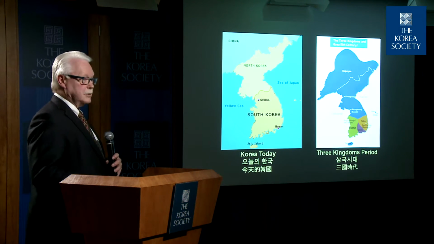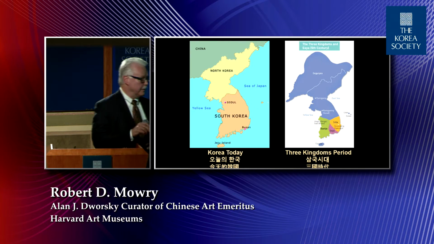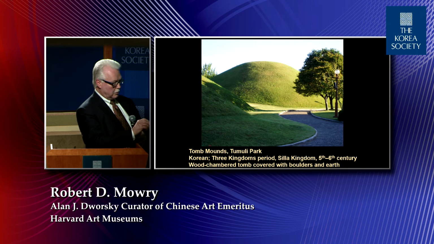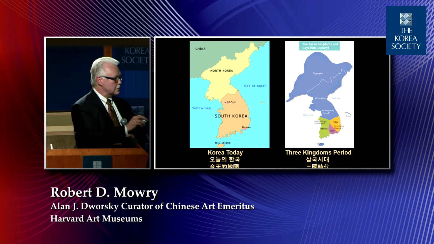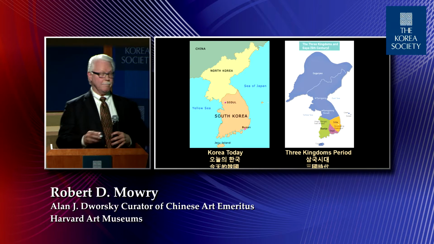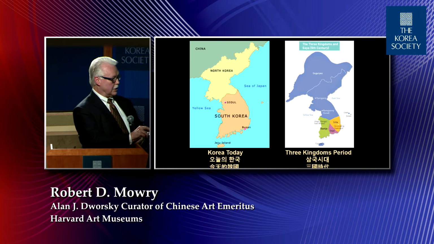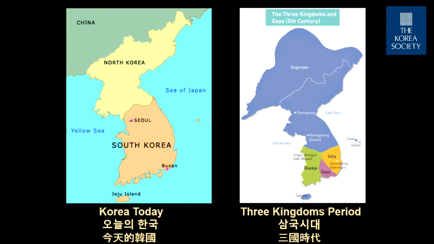Now, as I mentioned, the first period that we look at is the Three Kingdoms period. Excuse me, I hit the advance. The Three Kingdoms period, when the peninsula was divided into 3 basic kingdoms. The Silla in the southeast, Baekje in the southwest, and Goryeo, which occupies much of North Korea today, but also part of what is China today.